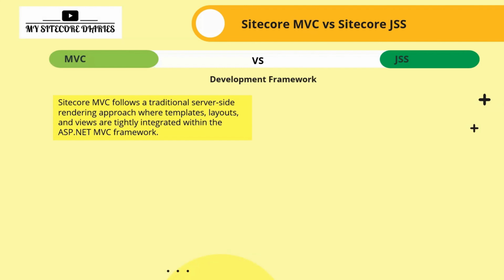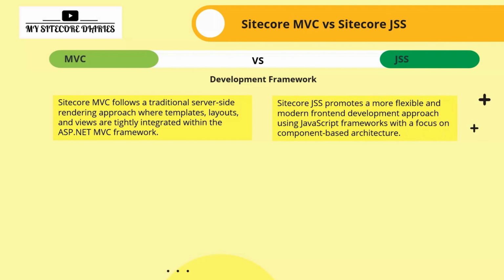Nikhil, how is it in JSS? Yes, Sitecore JSS promotes a more flexible and modern front-end development approach using JavaScript frameworks, which focus more on component-based architecture. So basically, our JavaScript application stays independent of Sitecore. It just consumes the data and follows a component-based architecture. So everything that is rendered on a page is defined in different components, and they are independent of each other.